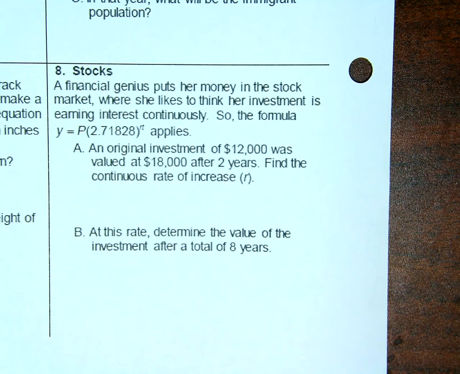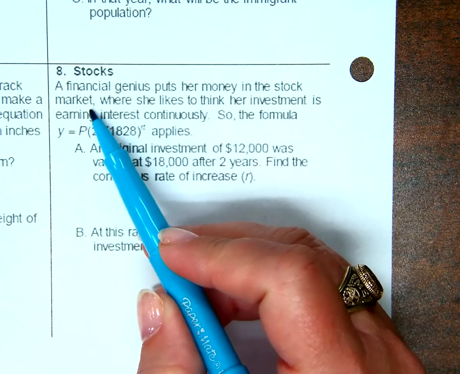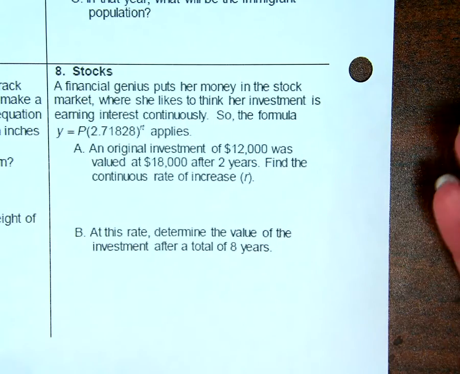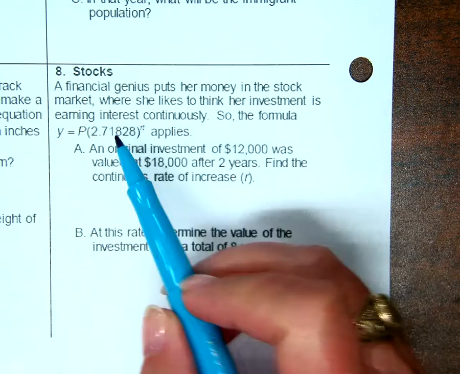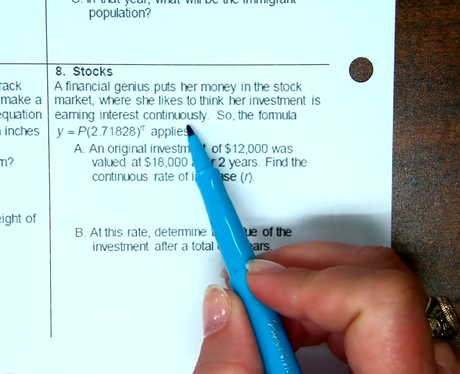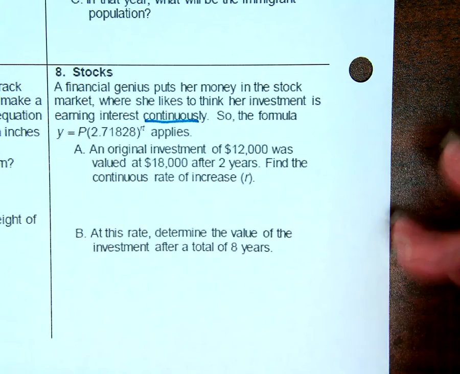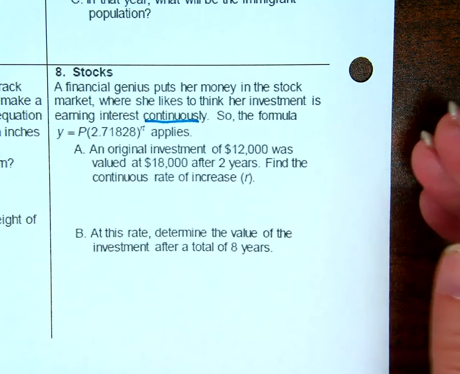Number 8, stocks. A financial genius puts her money in the stock market. I try not to give you word problems about myself, but sometimes I just can't help it. Where she likes to think her investment is earning interest continuously. Now, does that tell you anything? That's the formula that we're going to use.